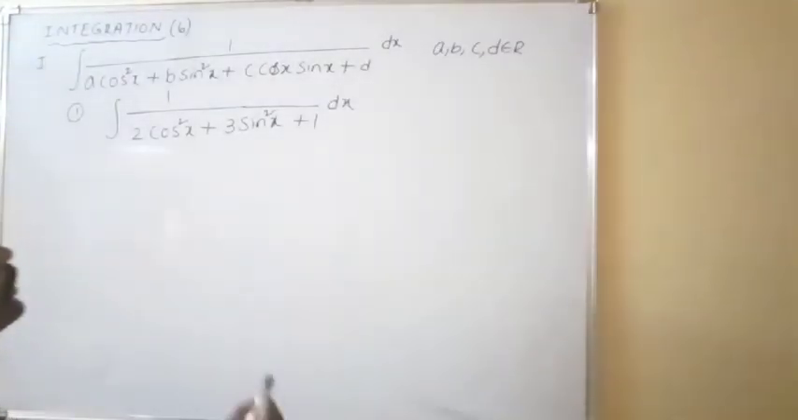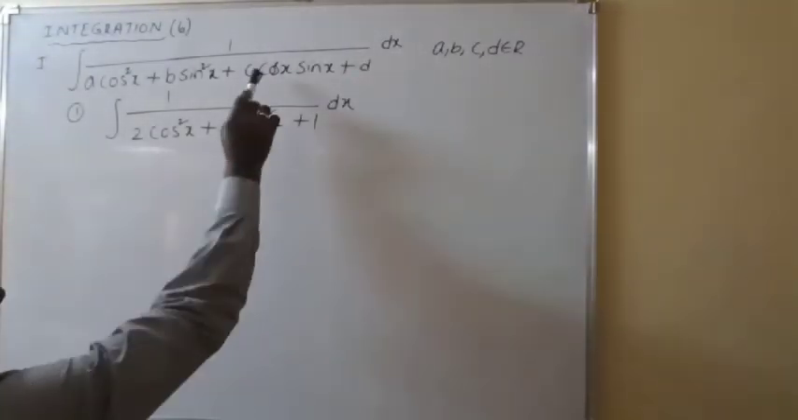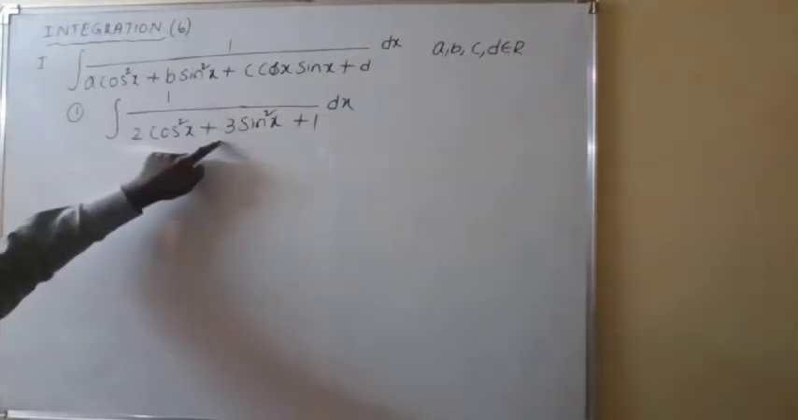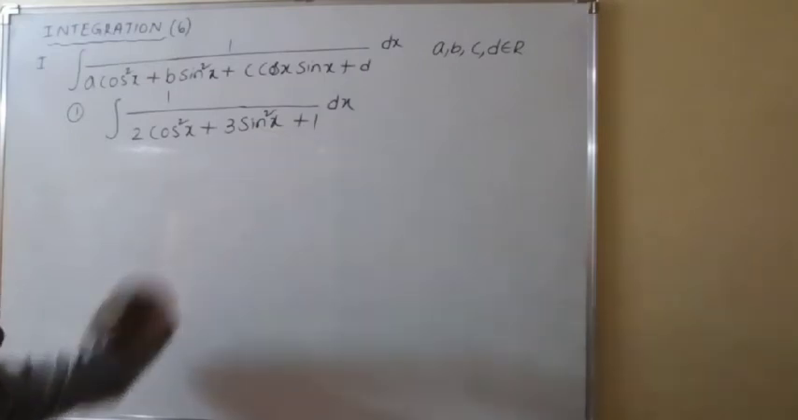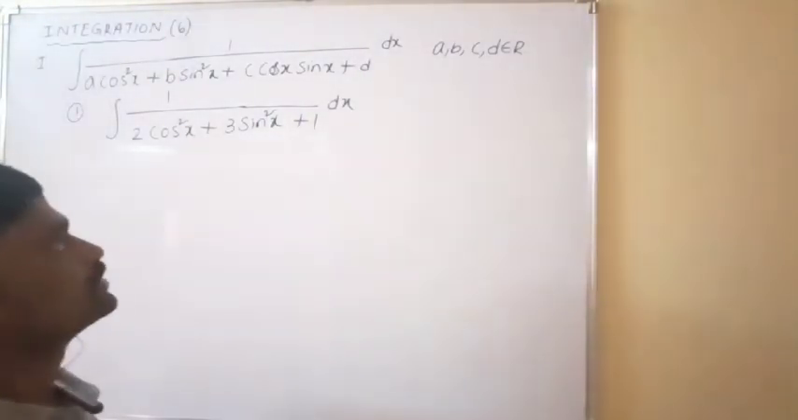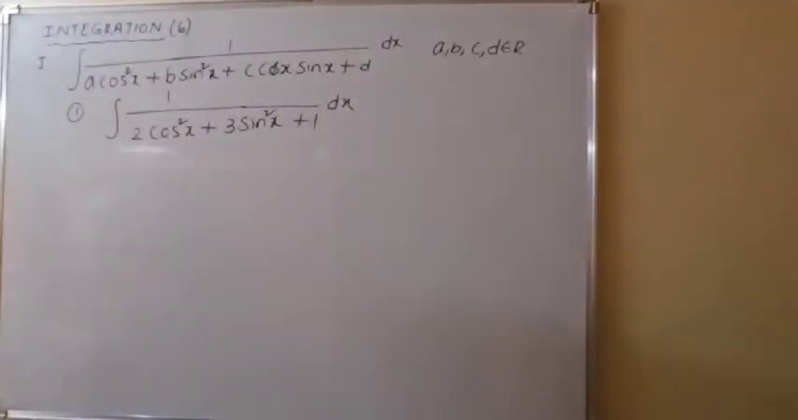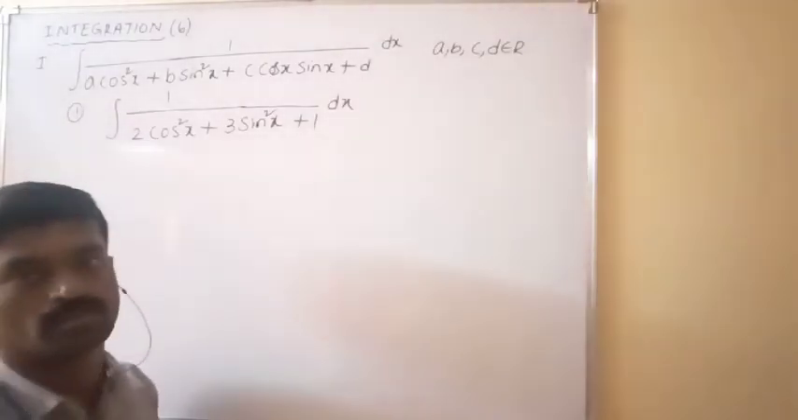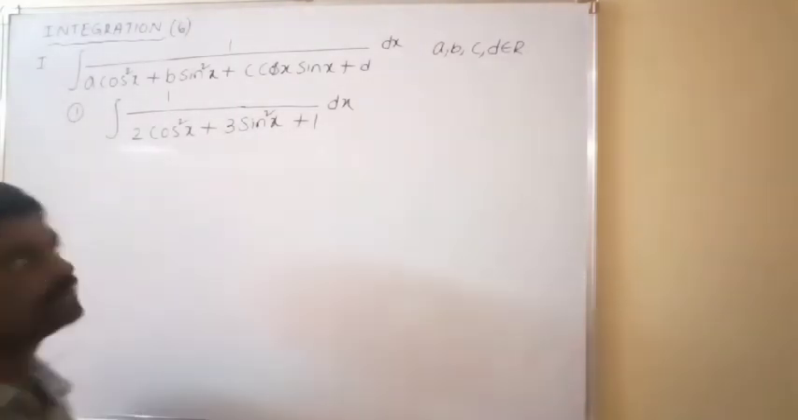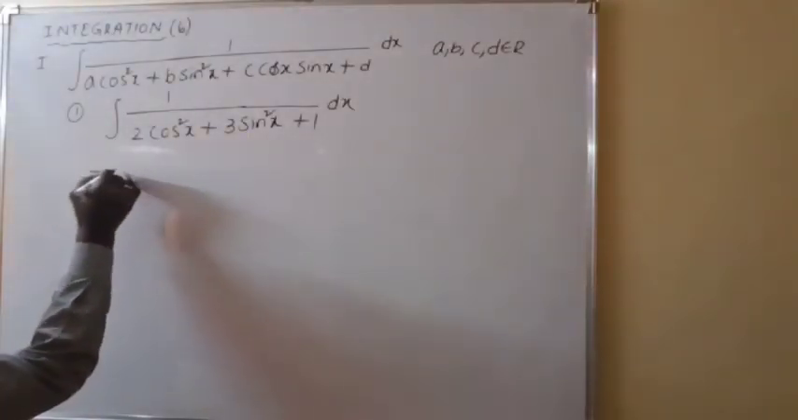Okay, so now the given integral is of the form like this only, na? So here what is a value? 2, b value 3, c value 0, d value 1, because there is no cos x into sin x term. Okay, so what is the method? Divide numerator and denominator by cos square x. Nothing but we have to multiply with the secant square x. Okay, so then what I will get?